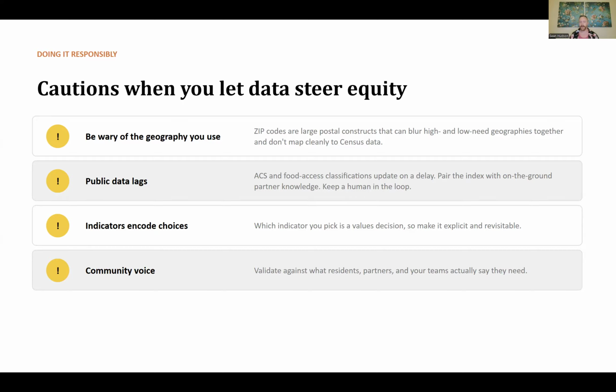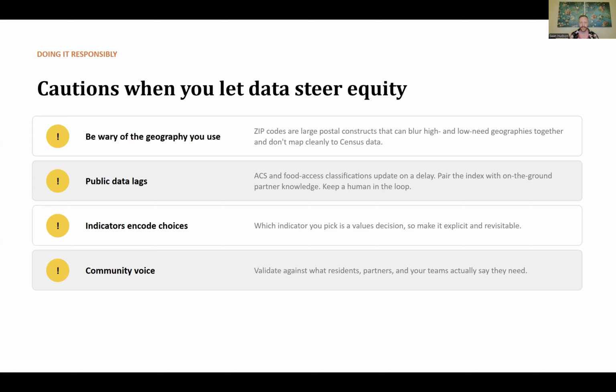Be aware that these food access classifications are updating on a delay, and that data might not perfectly reflect the reality on the ground right now. Especially, and this is important, there is not a way to use this public data in the event of, say, an emergency. You don't want to necessarily use the community need index to respond to a disaster. What you want to respond to is the disaster. You might be able to use it for prioritization, but in those situations, what you should respond to is the underlying reality that people know is happening.